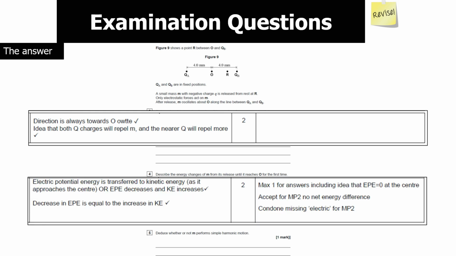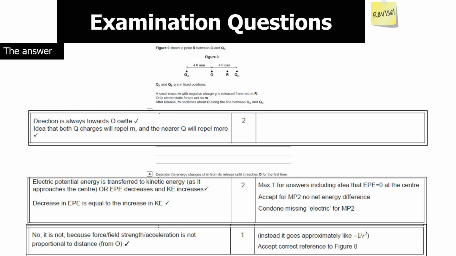Now, in terms of what's happening, it's going from electrical potential energy, because it's moving due to the repulsion of the charges, to kinetic energy, because it's now moving due to this repulsion. Again, to get that second mark, you've always got to indicate how the energy changes will take place. So a decrease in electrical potential energy will be equal to an increase in kinetic energy. When it goes from one store, it goes towards the other store.